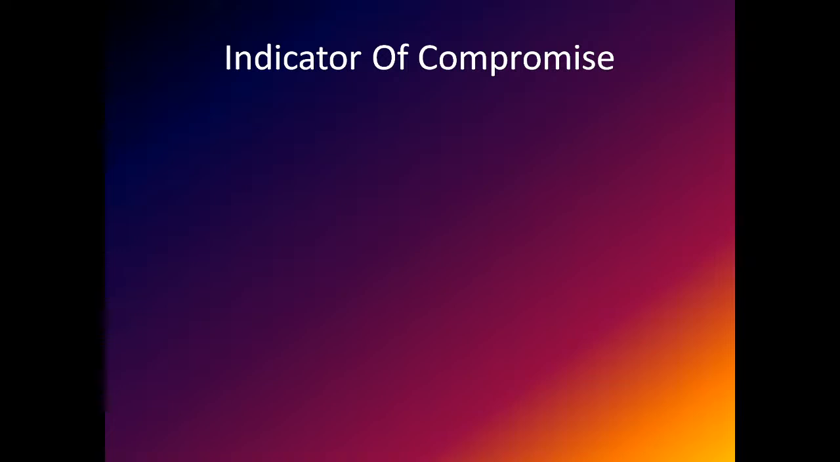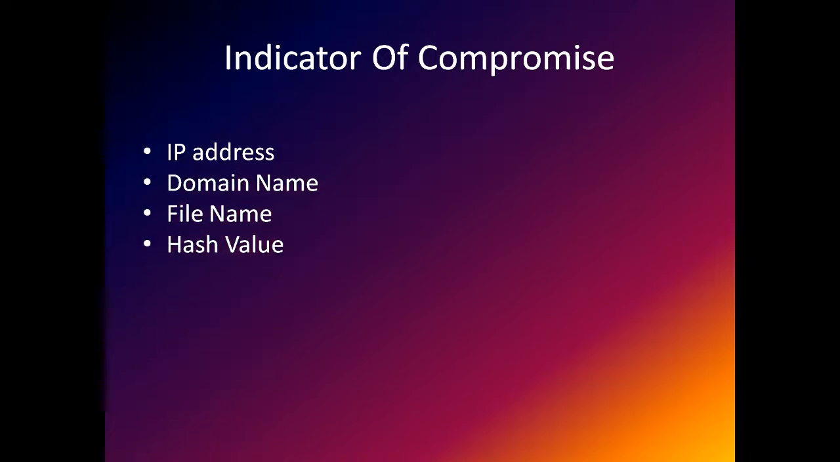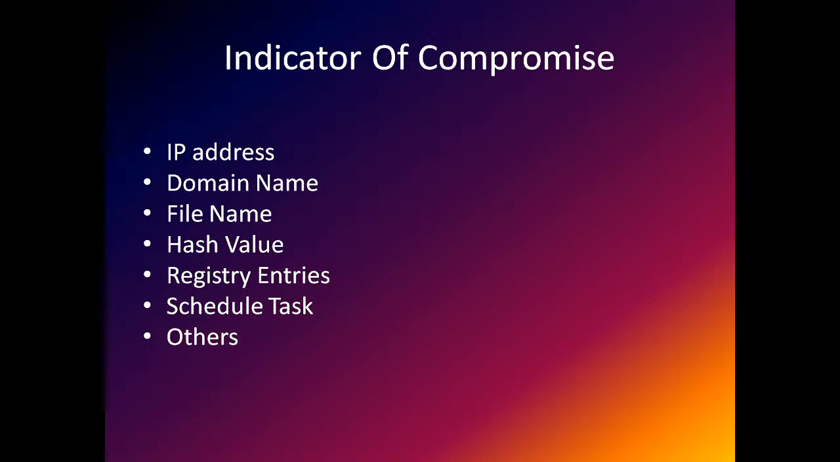If you are not sure what an indicator of compromise is, let's give a brief on the topic. An indicator of compromise is a collection of IP addresses, domain names, file names, hash values, registry entries, scheduled tasks, could be anything, anything which gives a sign of compromise of a machine, of a device, or in the network.